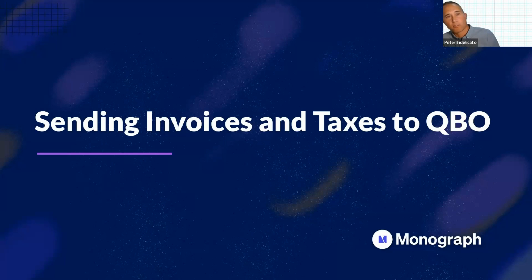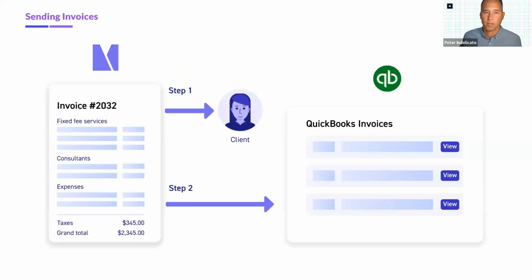Next, let's move on to one of the most effective time savers that we've got in this QBO Monograph integration. It's all about sending invoices and taxes to QBO. So in Monograph, we allow you to create these beautiful invoices. We want you to send those beautiful invoices directly to your client from Monograph because we can tell when they've seen those invoices and they can pay them online. We also want to support your bookkeeping processes by allowing you to send those same invoices over to QuickBooks.